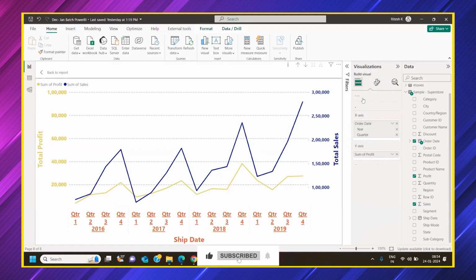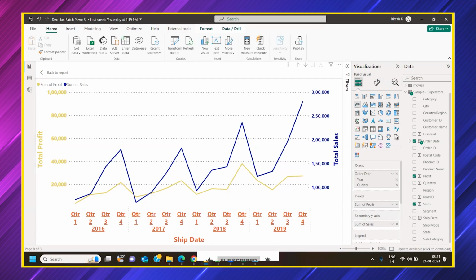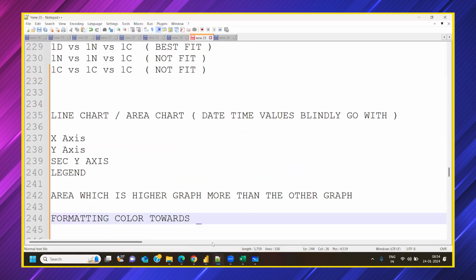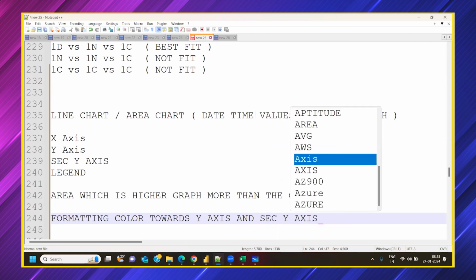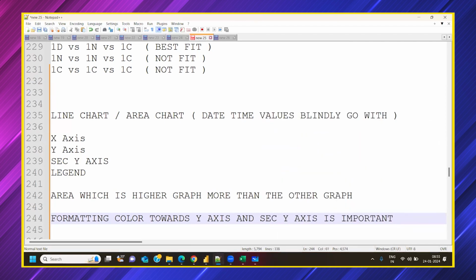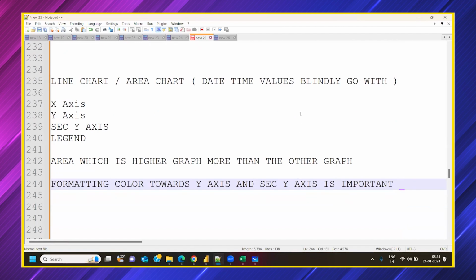Individually for each visual, color formatting importance also changes. For area chart and line chart, formatting color towards y-axis and secondary y-axis is important. Now I'll note all these points in Excel and I'll be sharing with you. But first, you understood what every chart means and how to utilize it.